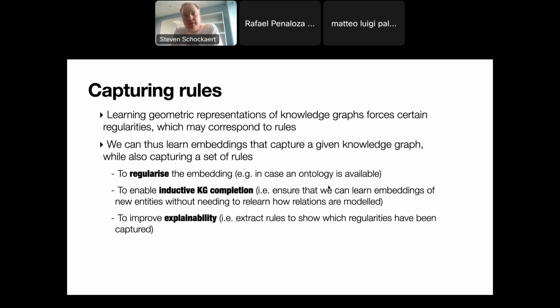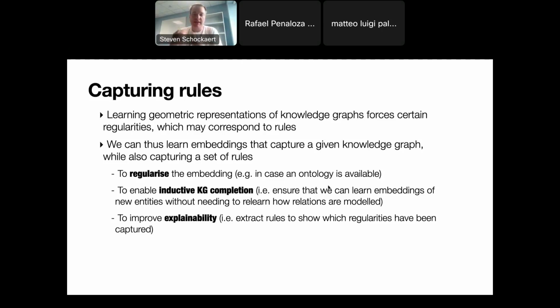So we want to make this explicit, and this is potentially useful, because if you have a single geometric representation that can capture the facts from a knowledge graph, but also can represent rules, this could be useful. If you have an ontology available, for example, we can use this to regularize the embedding, as an additional supervision signal to make sure that we're not capturing nonsensical things. We can use this for inductive knowledge graph completion. This is where you have new entities that emerge after your embedding model has been trained.